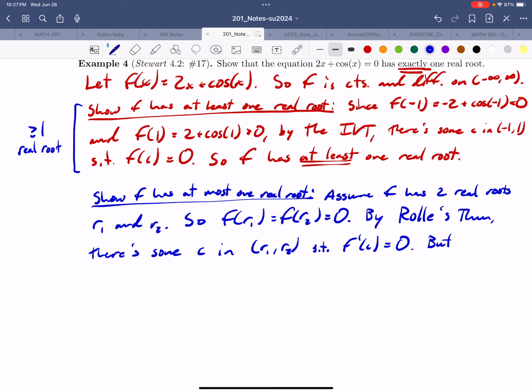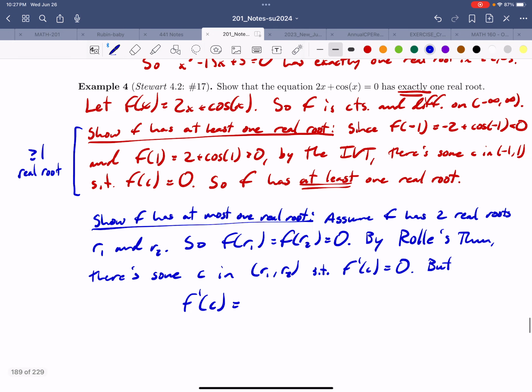But, well, what do we know about f prime of c? F prime of c, by definition, equals, where's the 2x? It's going to be 2 minus sine of x, which is greater than 0. Do you see that that's a contradiction? On the one hand, Rolle's theorem says that if we assume that there are two real roots, then we have a derivative that equals 0.